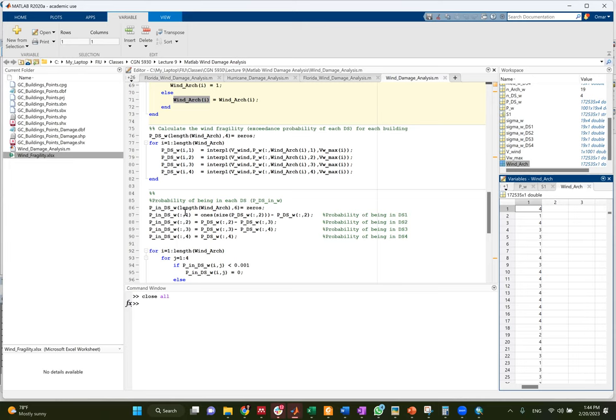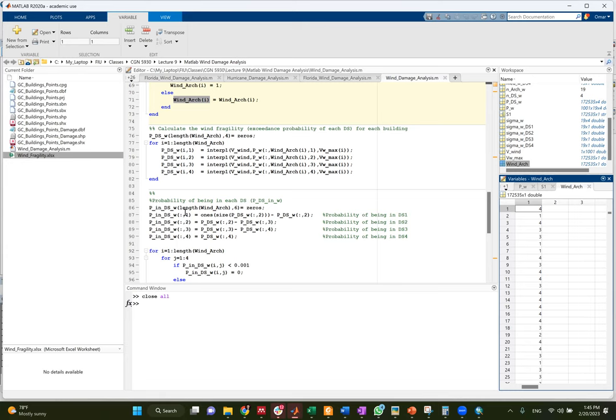Okay? All right. But if we are talking about the difference, so this is the probability of being in damage state 1. And here is the probability of being in damage state 2. This is the probability of being in damage state 3. This is the probability of being in damage state 4. So this is the 100% of the total probability of the building. Like it has part that has damage state 1, part is damage state 2, part is damage state 3, part is damage state 4.